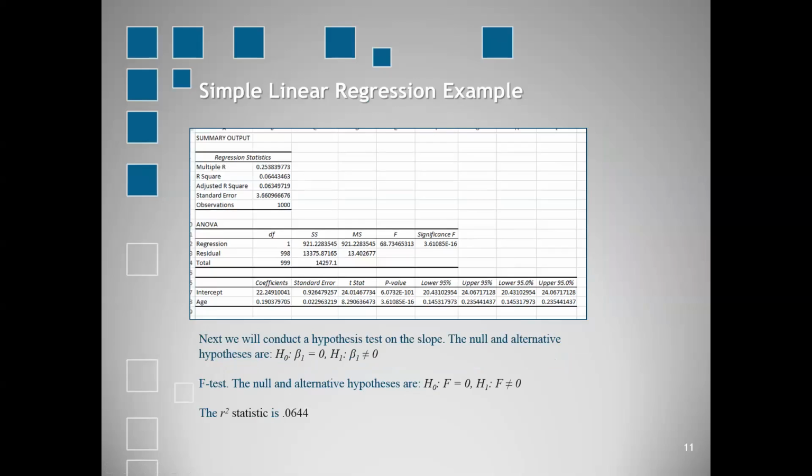Again, because this value is much less than 0.05, we reject the null hypothesis and conclude our model does a good job of predicting hospital stay.